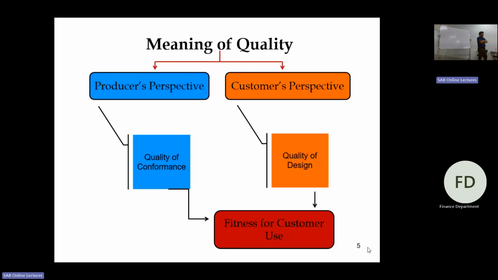Now, say for an example, you go to the market to buy a pair of shoes. Someone told you about a pair of shoes. You don't know much about quality standards and all, right? But how do you assess the quality of a pair of shoes? How do you finally judge it?